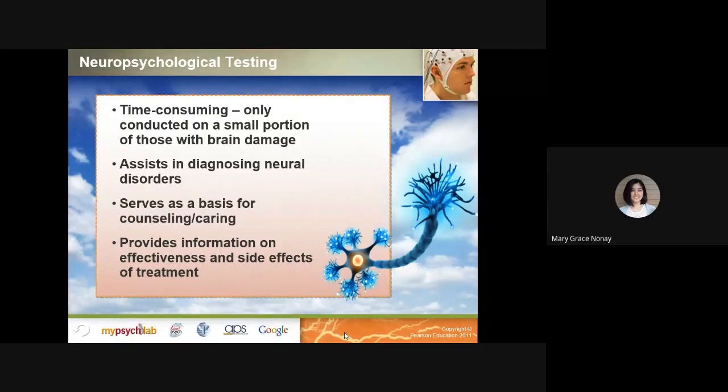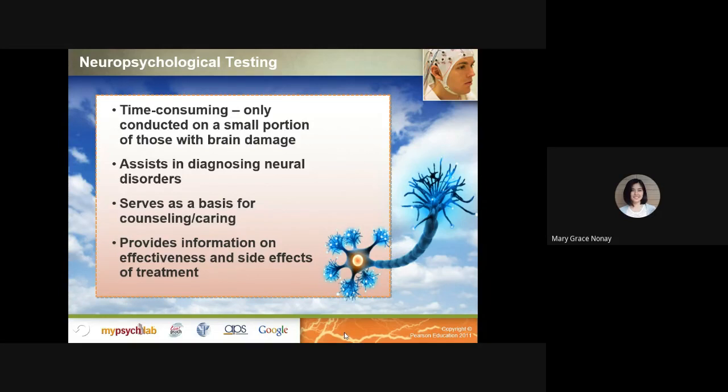So we have neuropsychological testing. We know it uses different kinds of tests, no? But it is time consuming because it is only conducted on a small portion of those with brain damage. And we know that it is really hard to find people with brain damage. So they can be case studies, no? We really need to find those people with those kinds of brain damage. That's why it's time consuming.